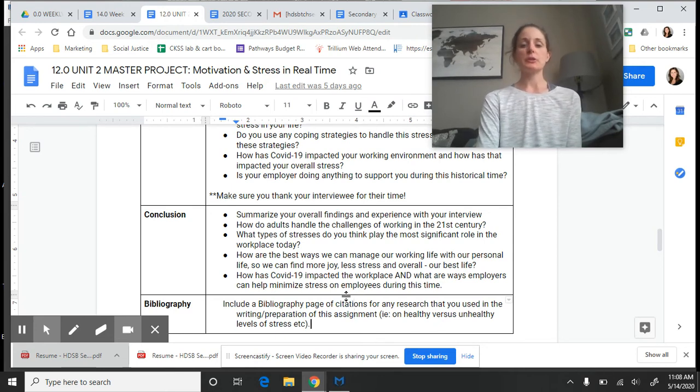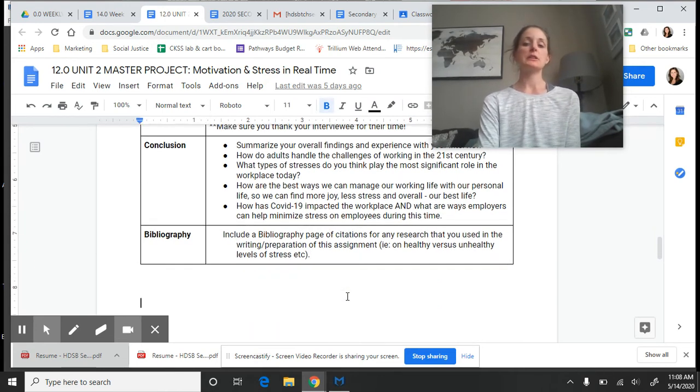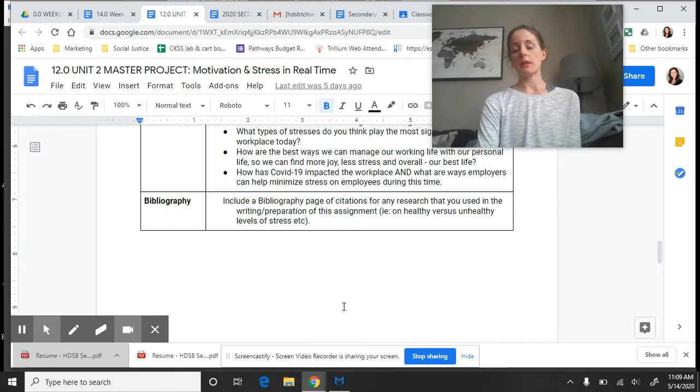And then, of course, include a bibliography for any research that you do use in the preparation of this assignment. So, for example, you may go onto the internet and look for what are some unhealthy stress levels, or what are some ways in which businesses are handling COVID. You might try to do a little outside research just to add fuel to what you're writing. And if you do that, I would just ask that you include that in a bibliography. Okay. So that's pretty much the assignment there.